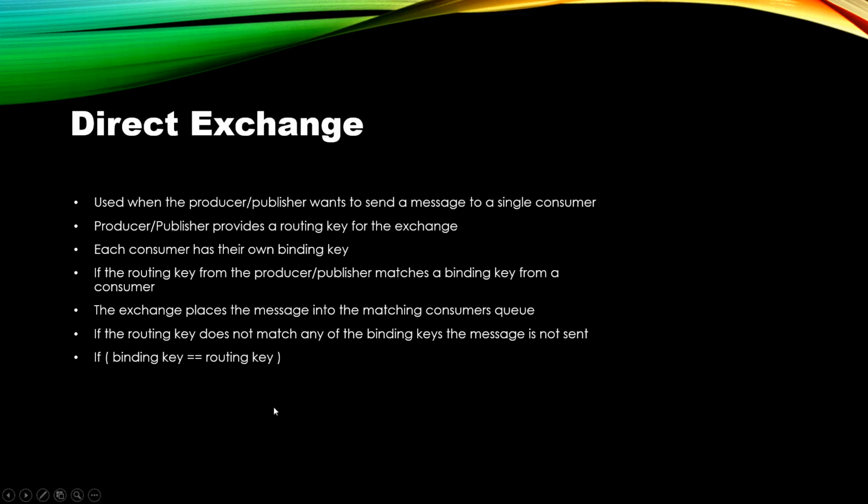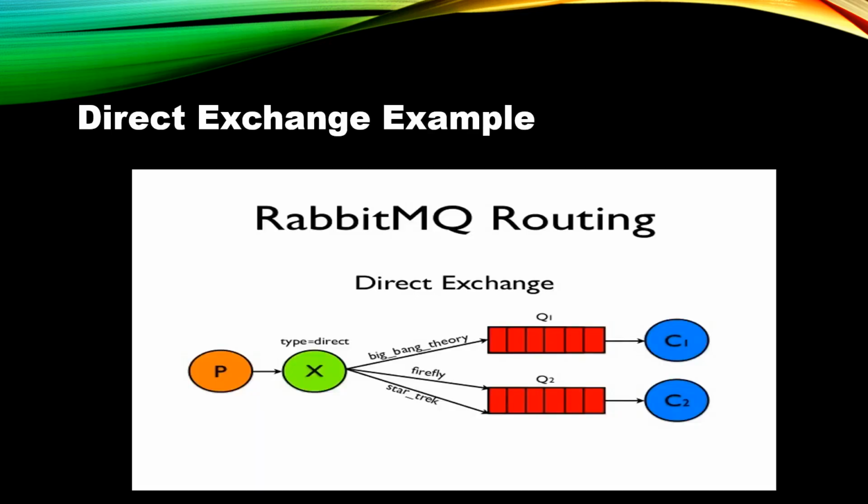So as we say right here, if the binding key matches the routing key, that consumer will get the message. And this is a little example of that. If the producer sends a message to the direct exchange, you can see that each of these queues has their key. So if the routing key matches Big Bang Theory, then this consumer will receive that.